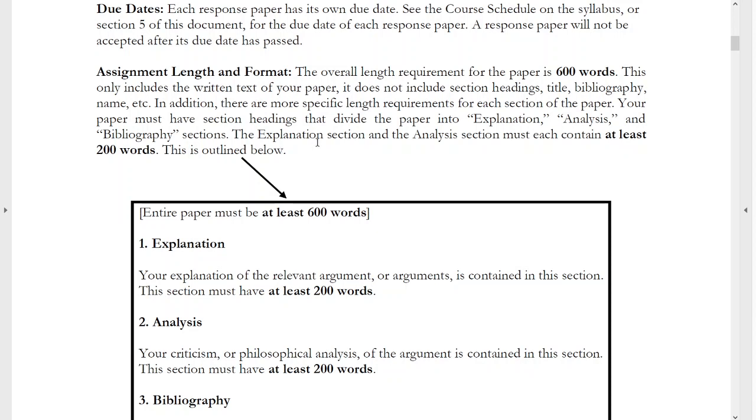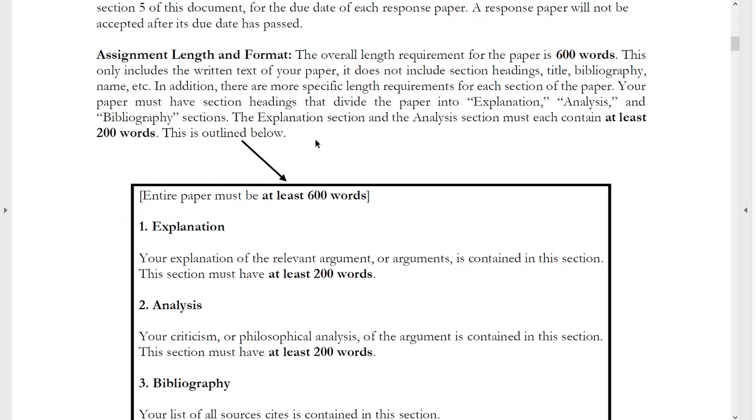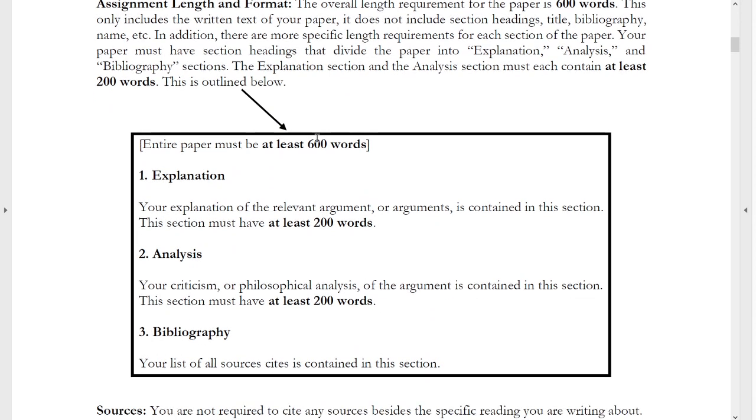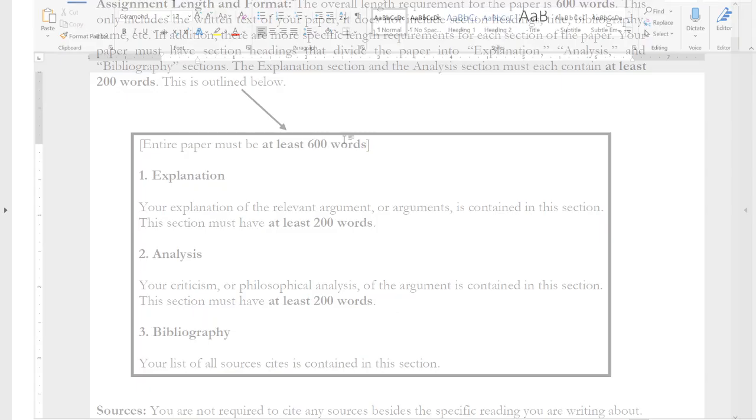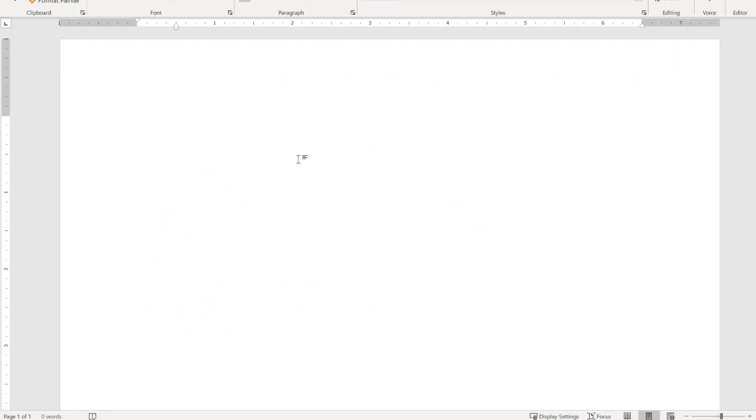Now, in addition to that, there are more specific requirements regarding length. And to explain this, I want to say a little bit about the format of the paper. So here you see I have an example, right? It is a requirement that your paper is divided into these section headings: explanation, analysis, and bibliography. And in fact, if I was to write this assignment, the very first thing I would do, and I'll just show you an example. So let's say I was going to write a response paper. Maybe first I would give it a nifty title. This isn't really that important. You don't necessarily need a title, but you might as well.